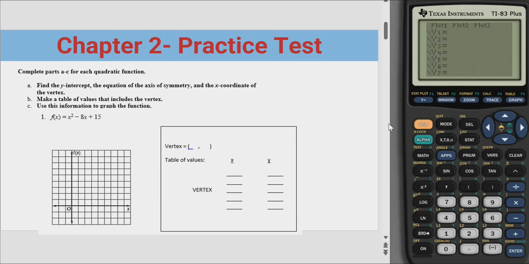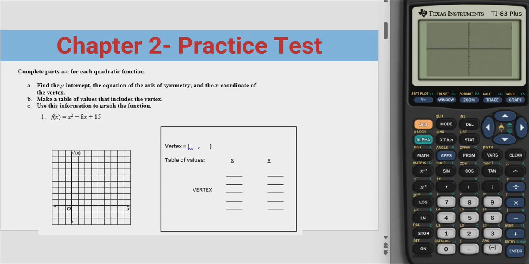For this first one, we're asked to find the y-intercept, the equation of the axis of symmetry, and the x-coordinate of the vertex. In part B, make a table of values that includes the vertex, and then use this information to graph the function. Right, so we have x squared minus 8x plus 15. We're going to plug that right into our equation editor: x squared minus 8x plus 15.